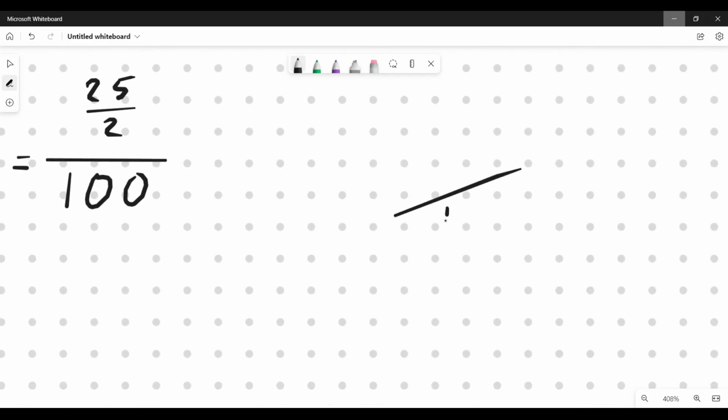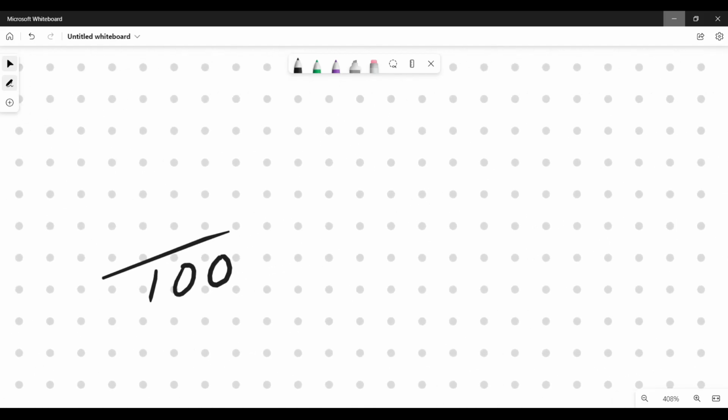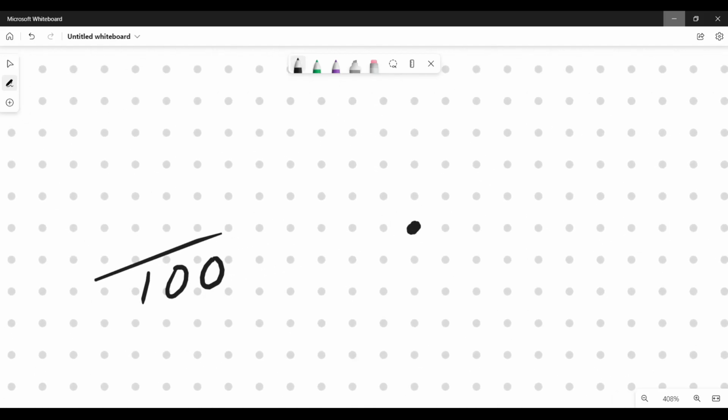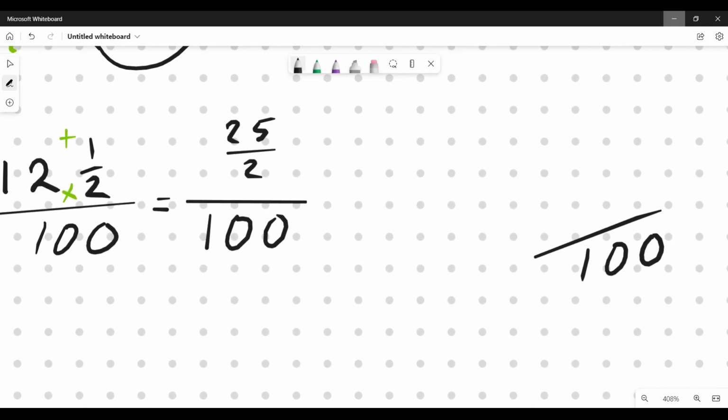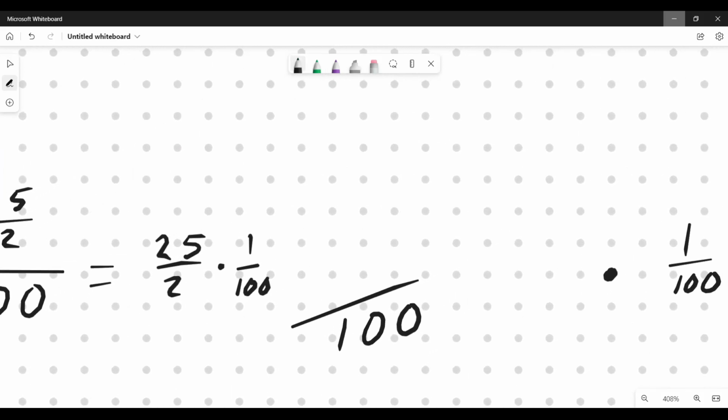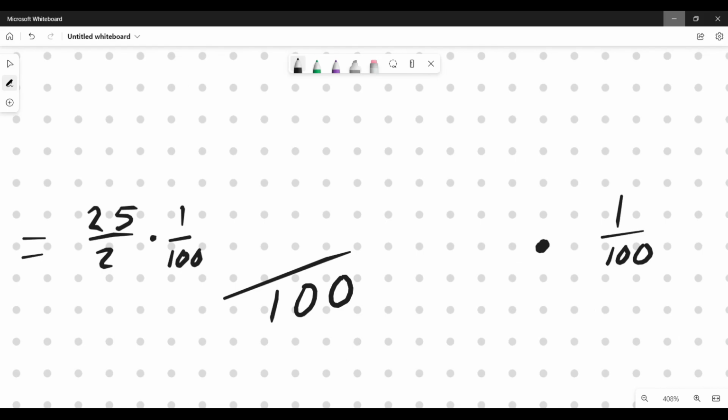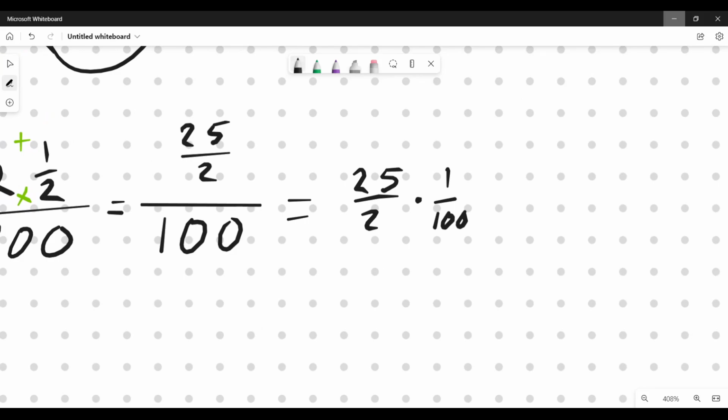What is divided by 100 the same as? Same as multiplying times what? 0.1 or 0.01? I said we're not converting to a decimal. 1/100, right? So we could rewrite this problem as 25 halves times 1/100. This is not the only way to solve this problem, by the way. This way just lets you do it all in your head, and then you don't even need your stinking calculator.